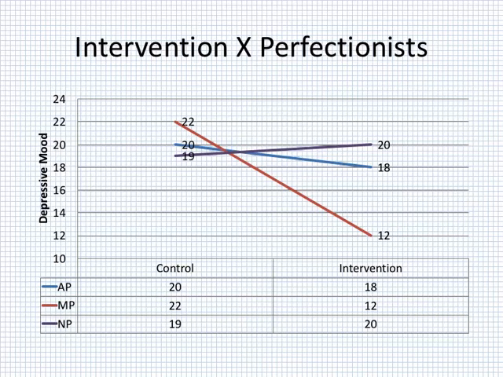So adaptive perfectionists are those that have high standards, but they don't have high discrepancy. They strive to be excellent, but they don't dwell on their mistakes or the imperfection. Maladaptives are high on both, high standards and high discrepancy, and non-perfectionists are those that are low on all of those dimensions. Okay, so why did I make up numbers that look like this?